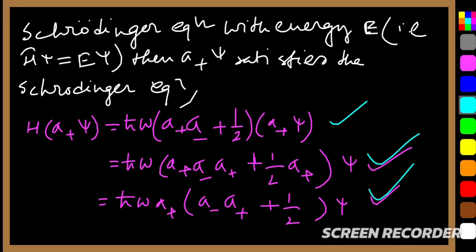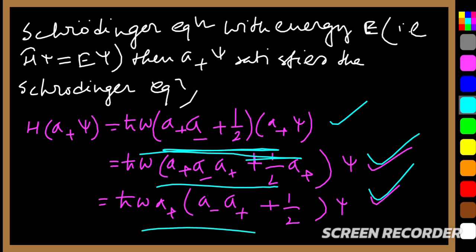Now again, from H a plus psi we get four equations, that is h cut omega within the first bracket (a plus a minus plus half) a plus psi. Rearranging, we get h cut omega within the first bracket (a plus a minus a plus plus half of a plus) into psi. This gives h cut omega a plus within the first bracket (a minus a plus plus half) into psi. Okay, next.